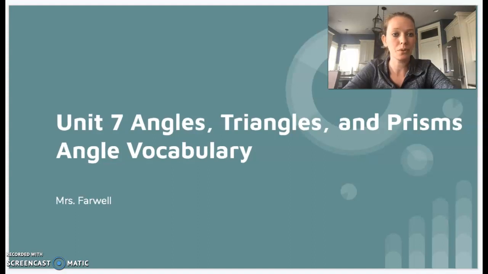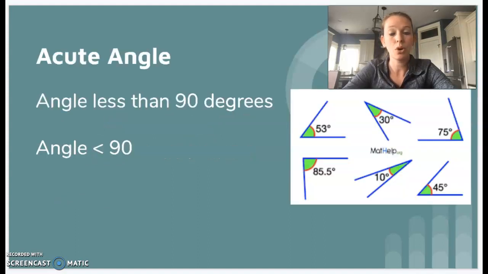So pause it if you need to go grab something to write with. All right, the first one we're going to do is hopefully a review one. It's acute angles. So an acute angle is an angle that's less than 90 degrees. As you can see from some of the examples that I have on here, 53 degrees, 30, 75, 45, 10, 85.5. Anything that's smaller than 90 degrees is an acute angle.